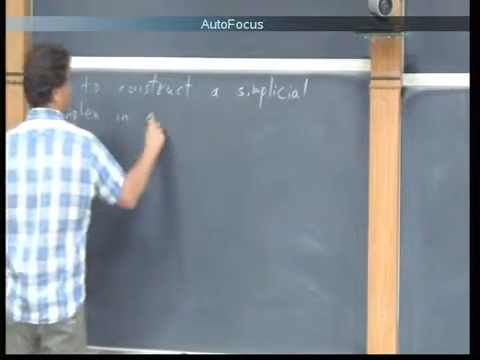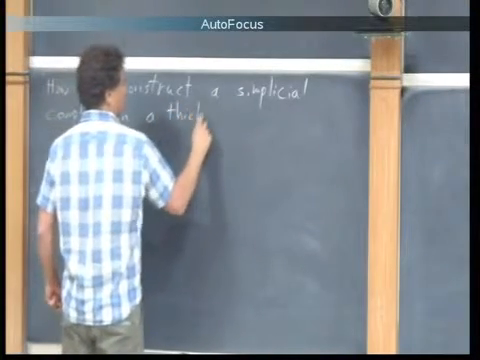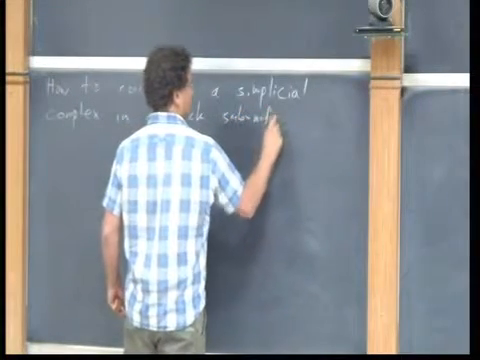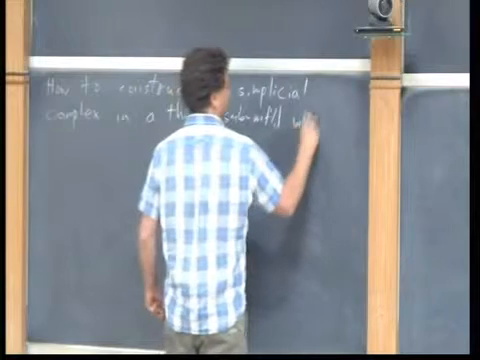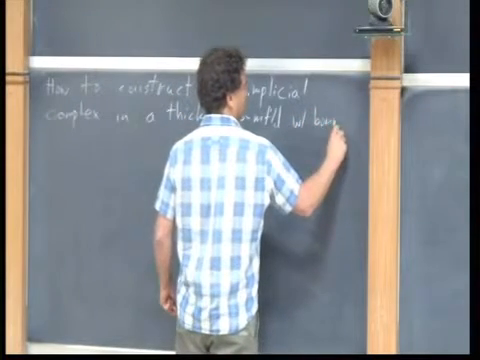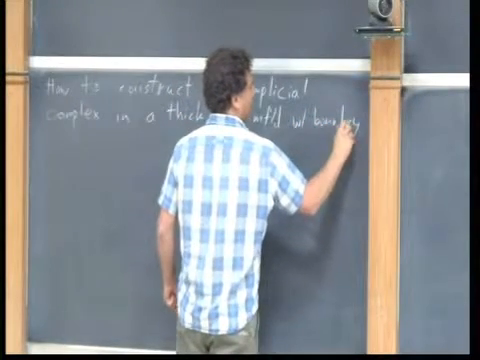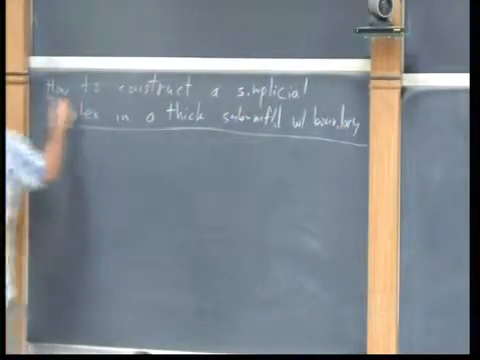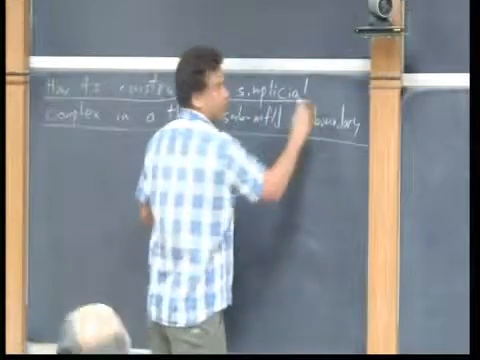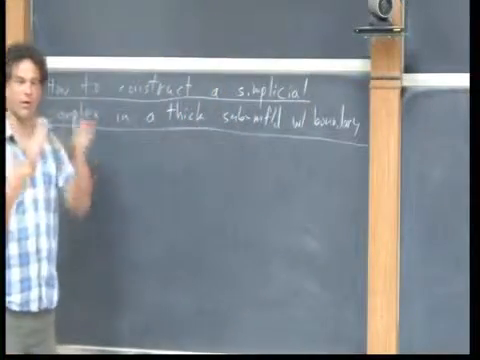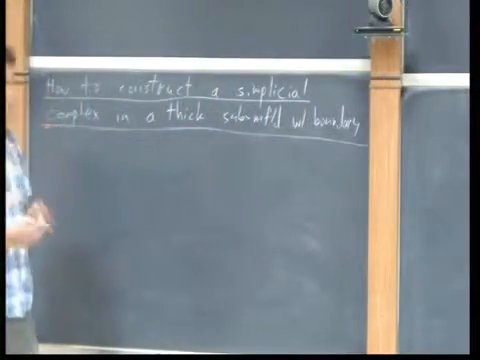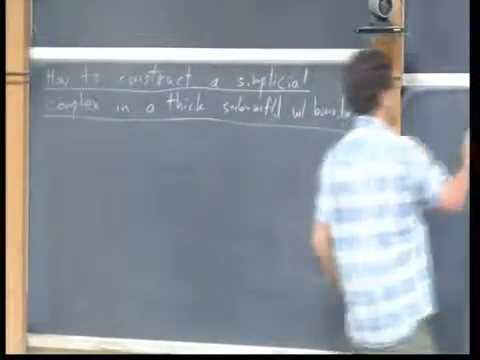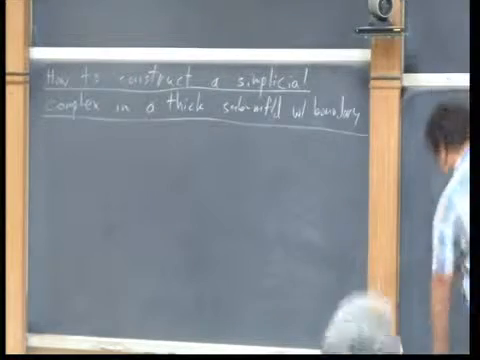In a thick submanifold with boundary. Whenever I say manifold with boundary, I mean manifold with corners, so the manifold with boundary which is locally smooth and some corners. So let me just recall, we start with a reminder.